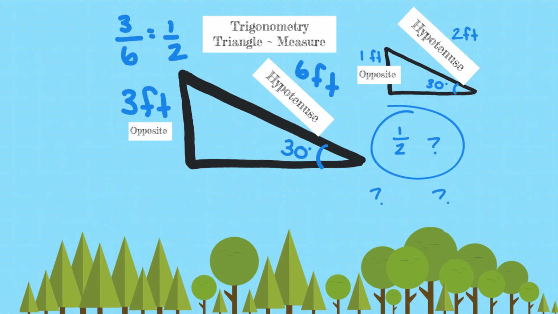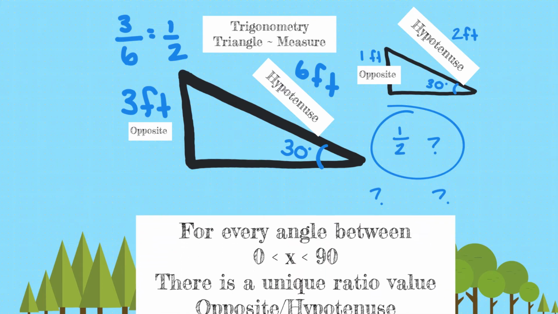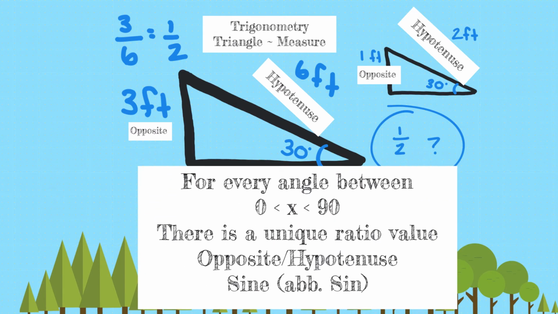To make sure it wasn't a fluke, he went and looked at other triangles with degrees of maybe 31 or 32 or 33 or 45. And he found that the ratio was always the same. It was unique because of the angle measure. And so he called that ratio, opposite over hypotenuse, sine, which now we abbreviate as SIN.